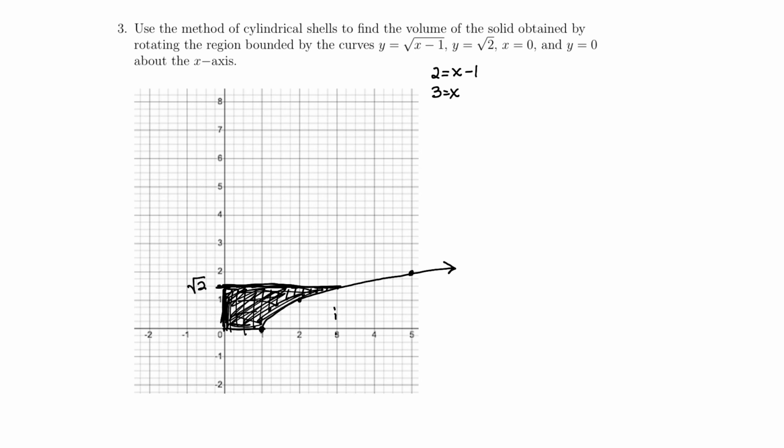It also tells me, since I'm going around the x-axis, when I go to make my cylinders around that x-axis, those cylinders have to be sitting sideways, which means I'm cutting perpendicular to the y. So I'm just going to put a little note. Since we're going around the x-axis, we are cutting perpendicular to the y.